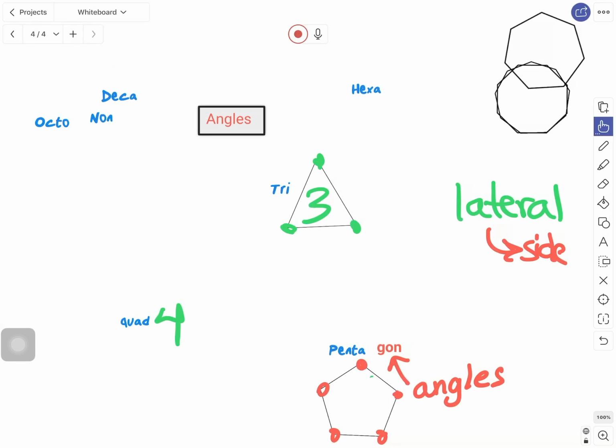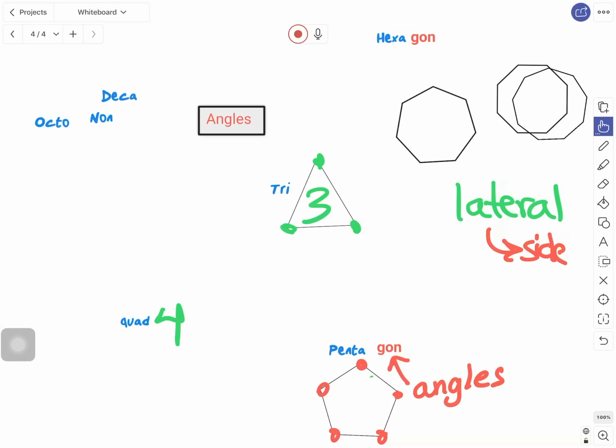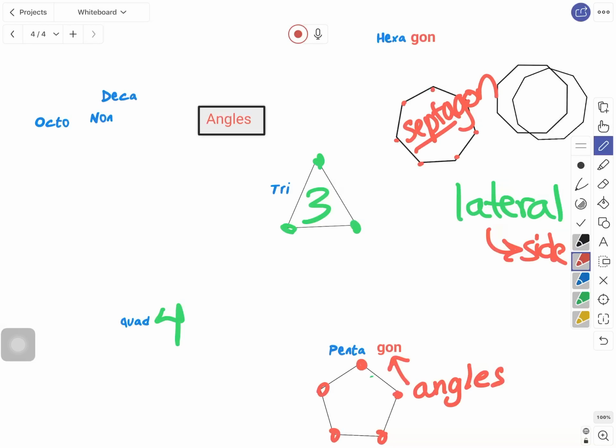Another one I want you to know is hexa. And as soon as you put gon in, that means angles. Hexagon has a certain amount of angles. So let's see if that is a hexagon, because this one has 1, 2, 3, 4, 5, 6, 7. That's a septagon. Septagons have 7 angles because septa is 7. Hexagons have 6 angles. Let's see if I can make one.